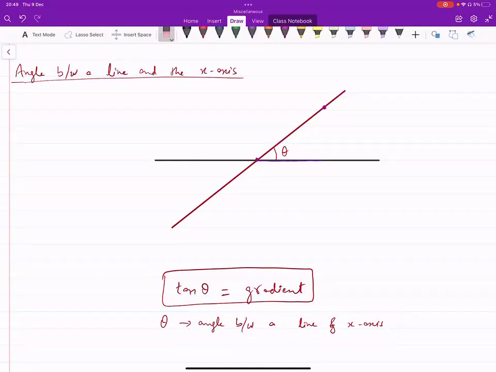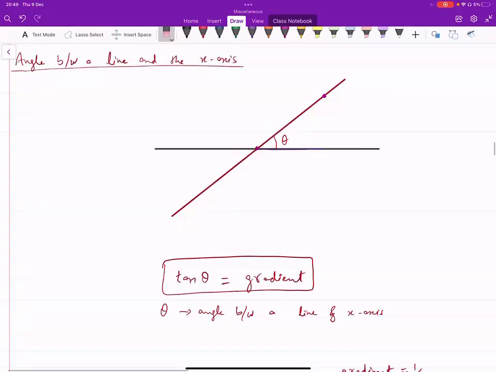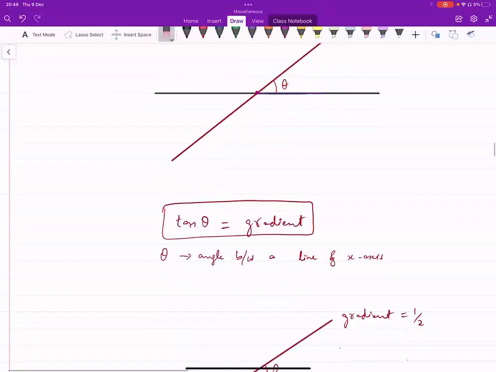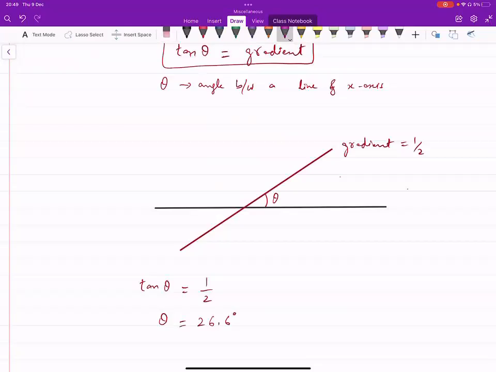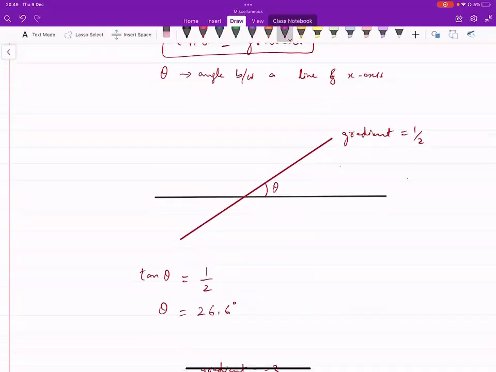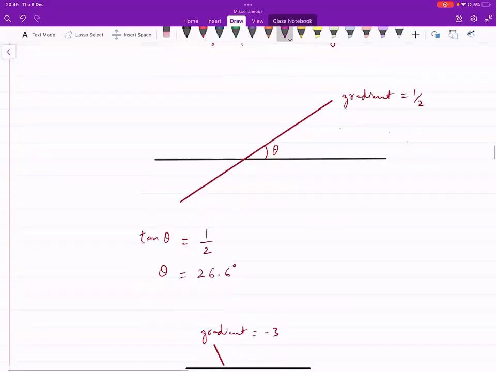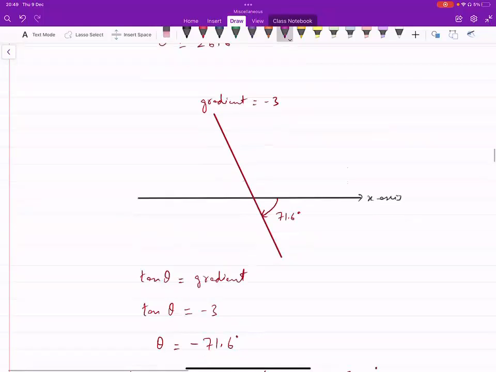So if you have a line, let's say you've got this red line here, and you want to find the angle between that line and the x-axis, which is represented by this theta here. You can find the value of theta using this formula, tan theta equals gradient. So let's take an example. Let's say you've got this line, its gradient is 1/2. So tan theta equals 1/2 and you get the value of theta. Theta is 26.6 degrees.